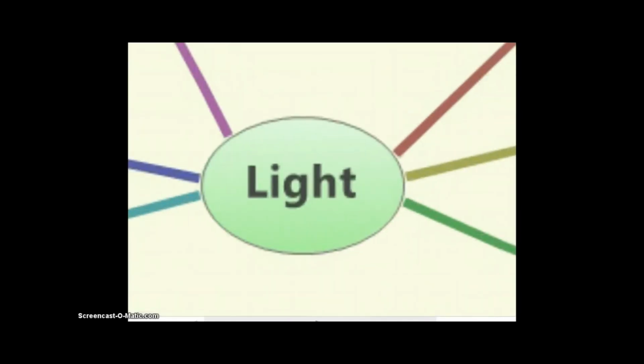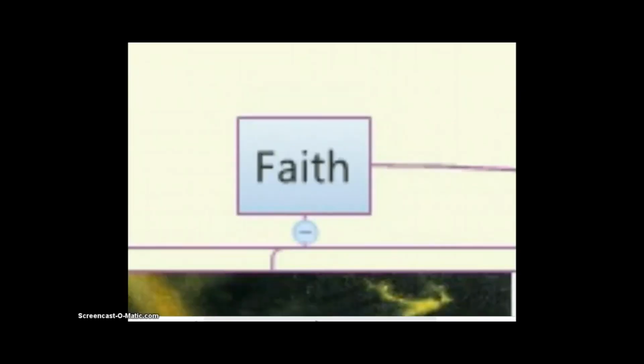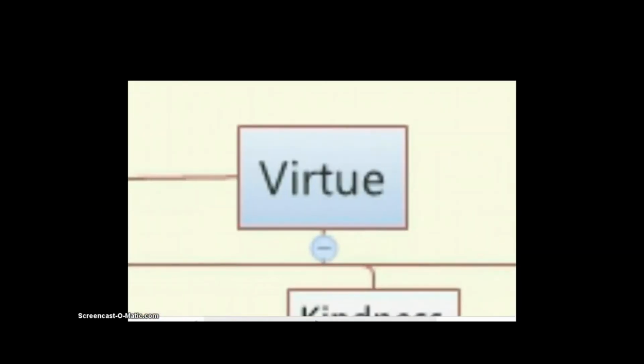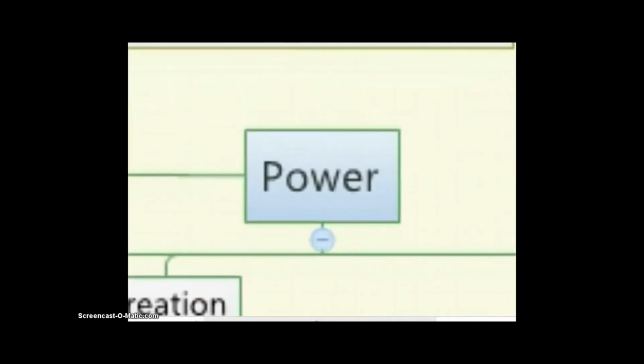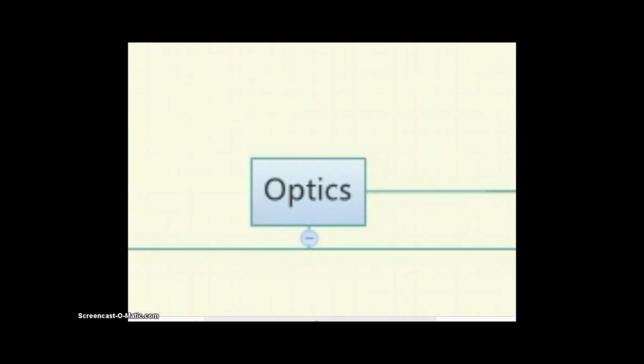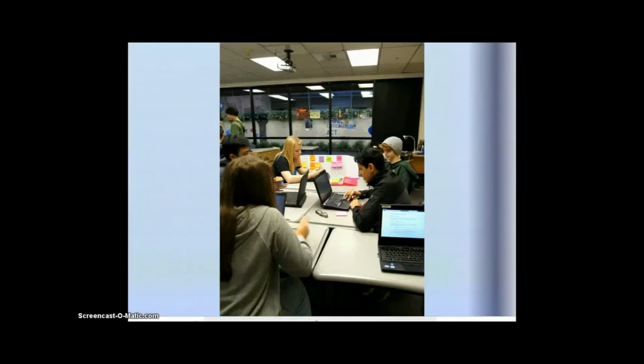Once we had finished all of this, we put it into a topic map, which you can see us making right here. This topic map started with our original topic, and we sorted it into smaller subtopics: faith, virtue, emotion, power, optics, knowledge. And once we had done that, we wrote theses about these.